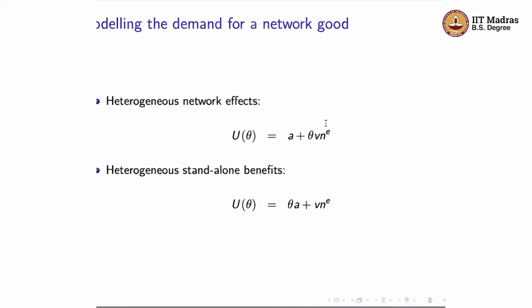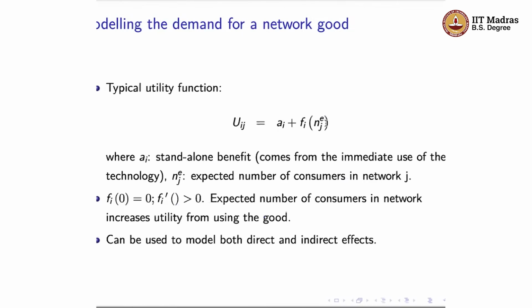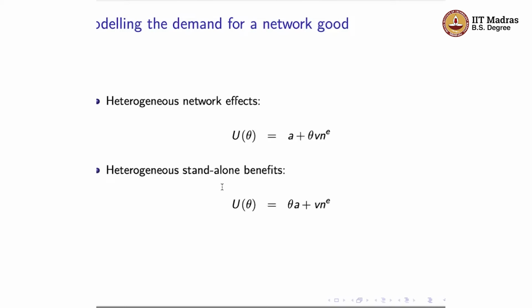Okay, so let's go back once more to think about heterogeneous network effects. Remember, this is the network effects setting, where Uij consists of two parts, Ai plus this network effect, and we can have various different versions of this model, right? One version is that the standalone benefits that the consumers get can differ across consumers, whereas the network effects are the same for all the consumers, right? So this would be an example where you've got heterogeneous standalone effects, right?